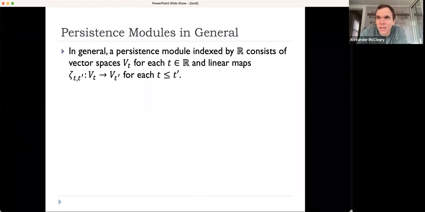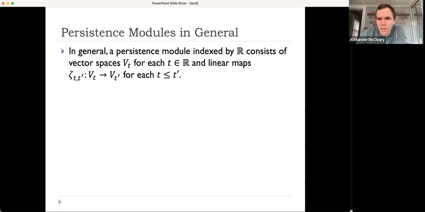Two vector spaces are the same if you have two linear maps. So V and W are the same if we have linear maps, one from V to W and the other from W to V, such that they are inverses of each other. The compositions give us the identities.